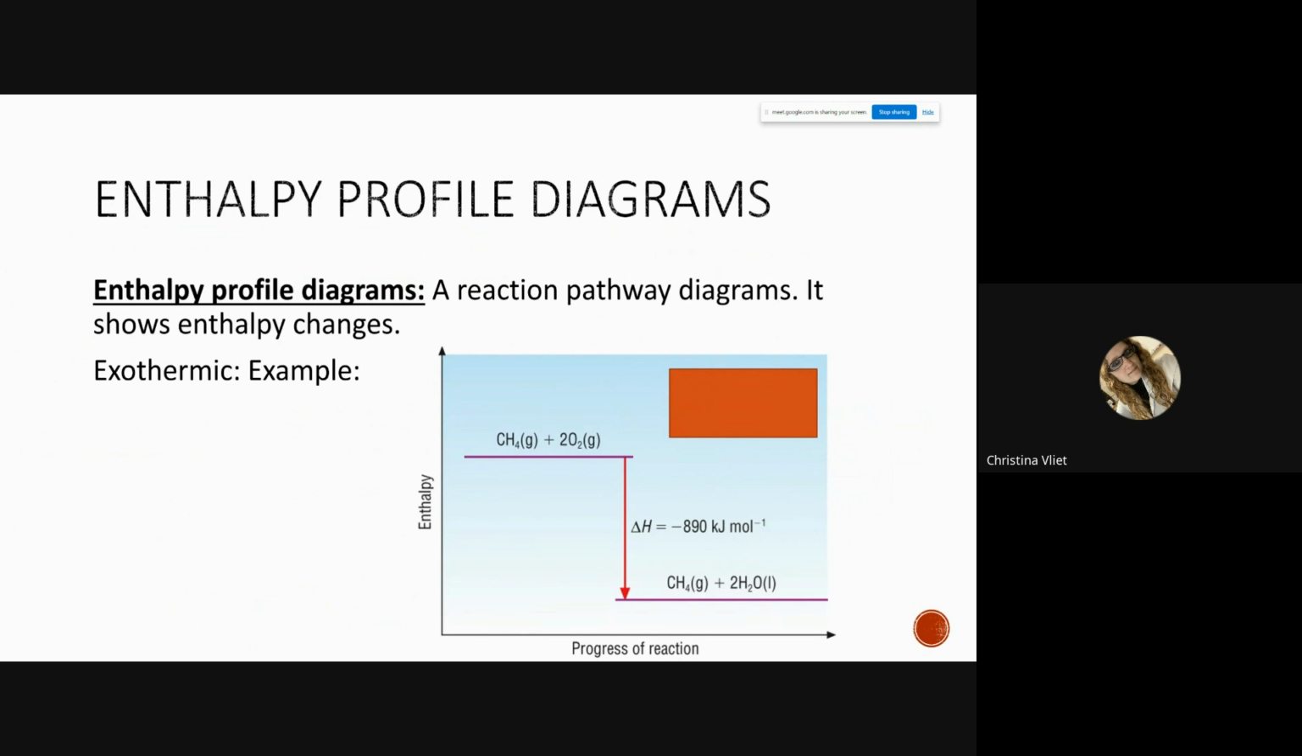On the y-axis, you have enthalpy, and on the x-axis, you have progress of reaction. What does progress of reaction mean? Reaction progress. It goes from reactants to products, the reaction as it goes from reactants to products. And so notice what this says. You've got these reactants. This is methane and oxygen with this amount of energy. So far, so good? Reaction happens.